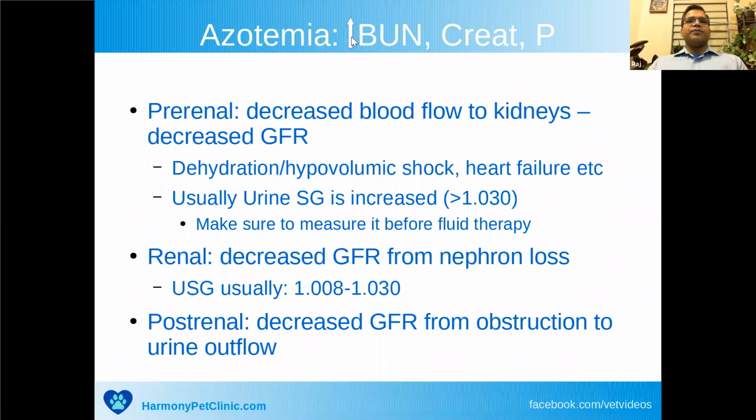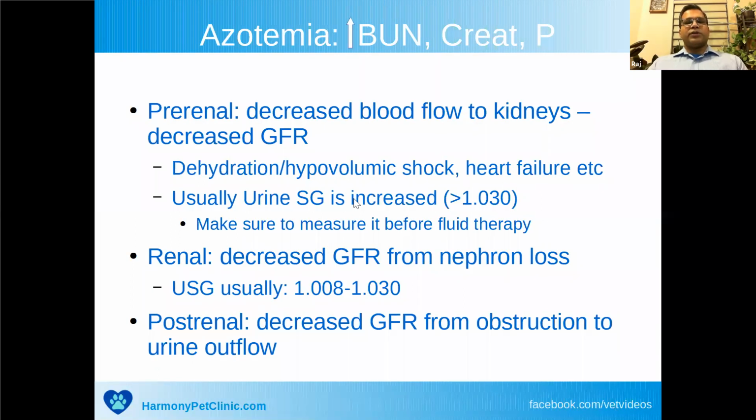So azotemia is increased blood urea nitrogen, creatinine and phosphorus. It can be pre-renal, renal and post-renal. Pre-renal is from any decreased blood flow to the kidneys that leads to decreased glomerular filtration rate. That can be dehydration or hypovolemic shock. It can be heart failure leading to less perfusion in the kidneys, or any other reason that there is less perfusion in the kidneys. It will be pre-renal.